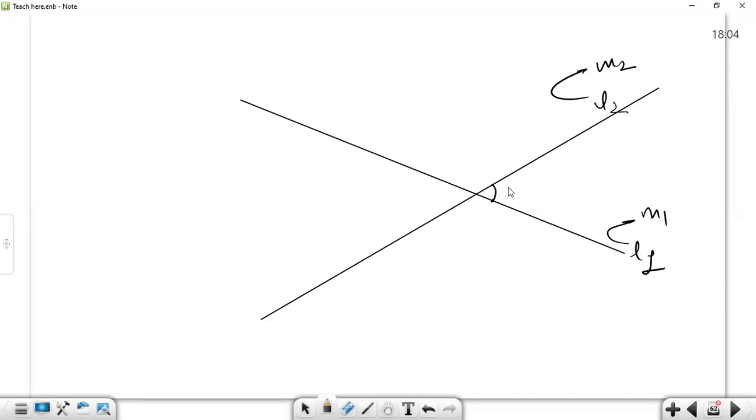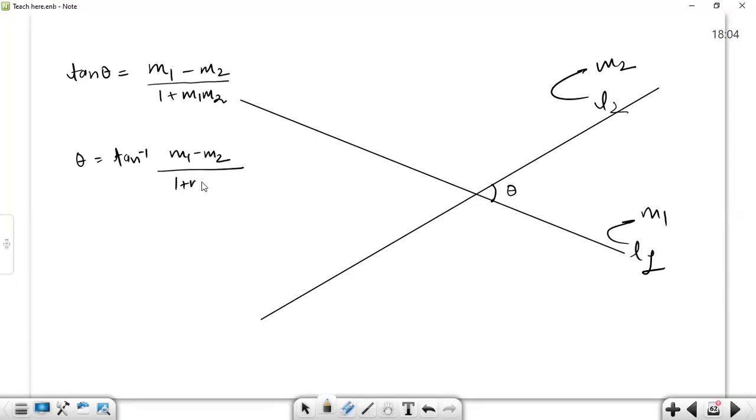If we have to find the angle between these two, we can write tan theta would be m1 minus m2 upon 1 plus m1 m2. So if we have to find theta, it will be tan inverse of m1 minus m2 upon 1 plus m1 m2. This is the concept of the angle between two straight lines.